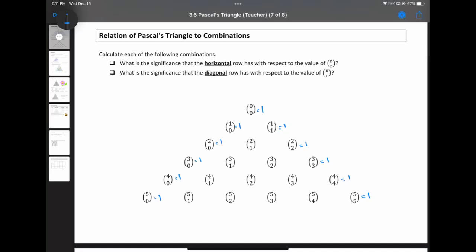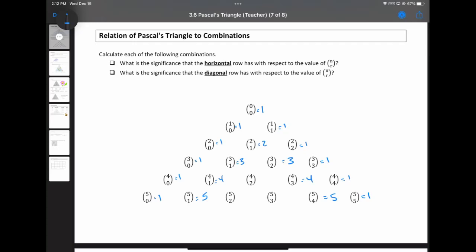Anything choose 1 is itself, because if I have 5 objects and I want to choose one of them, that can happen 5 ways and so on. So this row is just going to be 2, 3, 4, 5. Likewise, anything choose 1 is going to be equal to anything choose all but 1. So 3 choose 1 and 3 choose 2 are the same. 4 choose 1 and 4 choose 3 are the same. 5 choose 1, 5 choose 4 are the same.